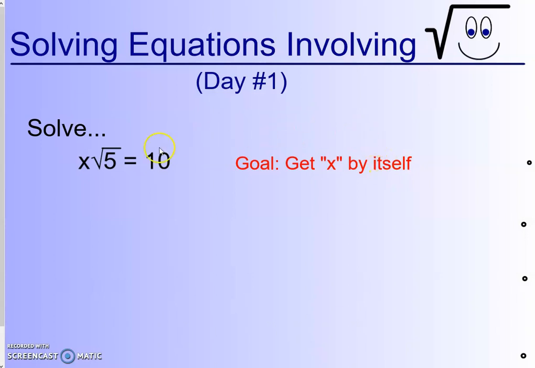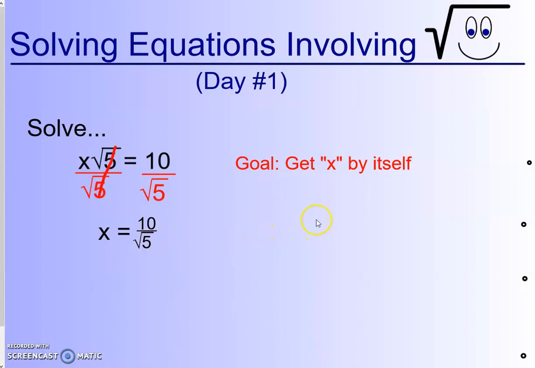And if you look, the easiest way to get x by itself is to undo the multiplication that's happening. So I'm going to divide both sides by the square root of 5. And when I do that, of course, that makes a 1. And I'm left with x equals 10 divided by the square root of 5.